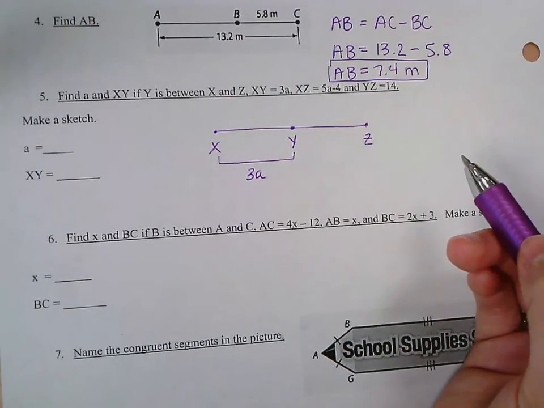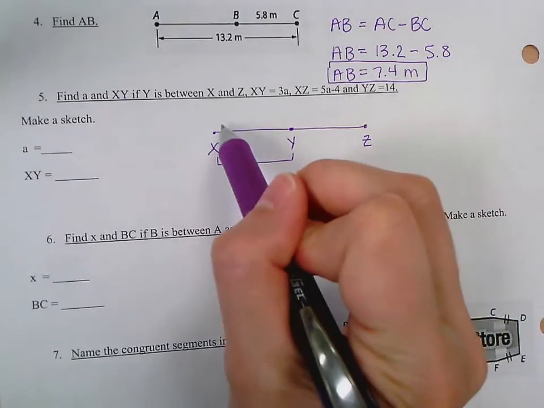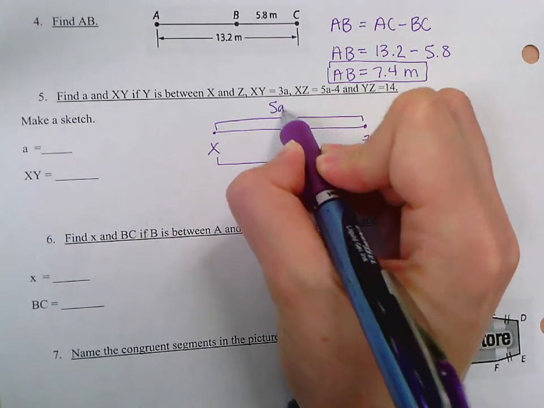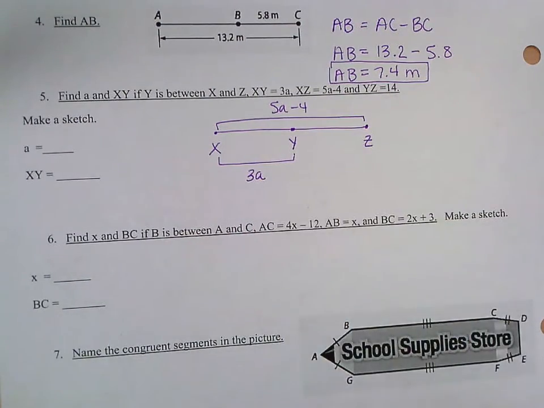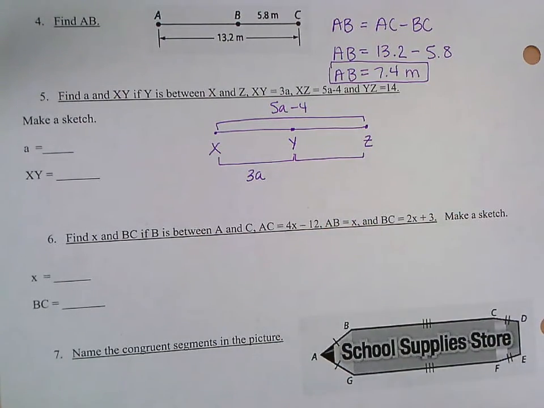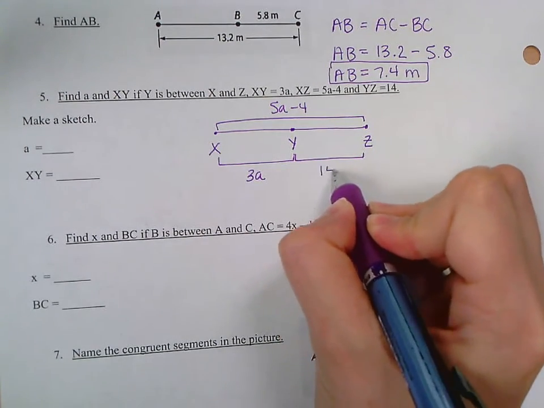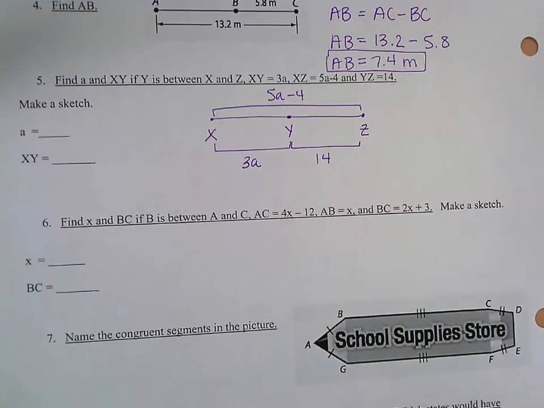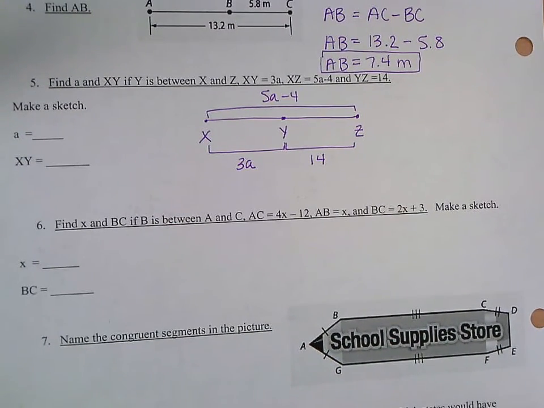I know the measure of XZ, so that's the full segment, is 5A minus 4. And then YZ, the other part of the segment, is equal to 14. This one doesn't give units, so you wouldn't have to include units in your answer. You could put just the word units after if you wanted to, but you wouldn't have to. So for these, you're going to set up an equation.